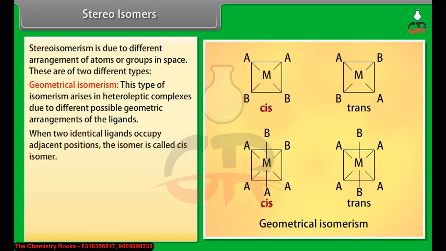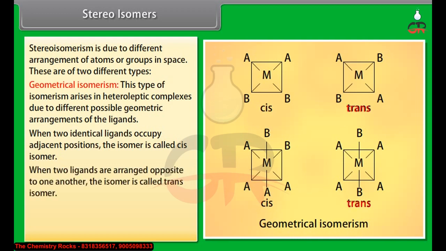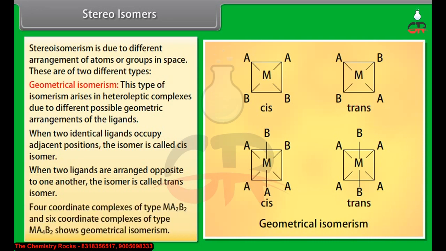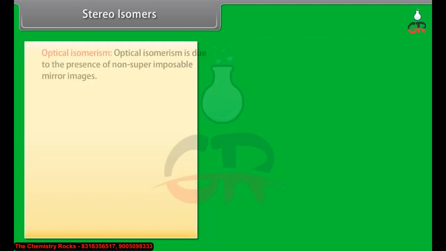When two identical ligands occupy adjacent positions, the isomer is called the cis-isomer. When two ligands are arranged opposite to one another, the isomer is called the trans-isomer. Four coordinate complexes of type Ma2b2 and six coordinate complexes of type Ma4b2 show geometrical isomerism.